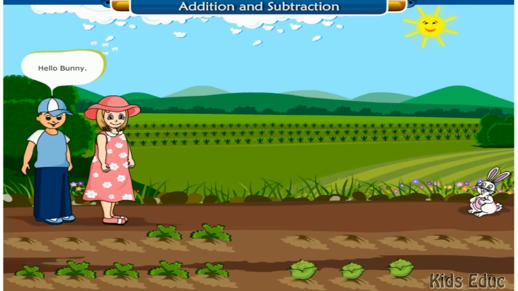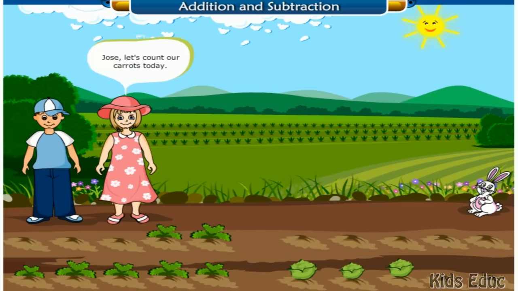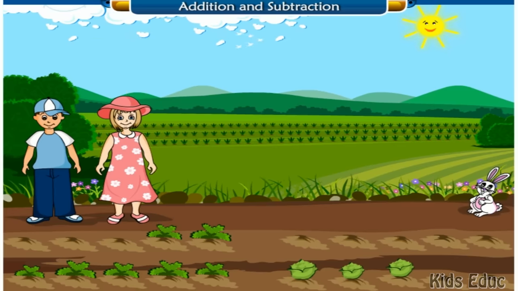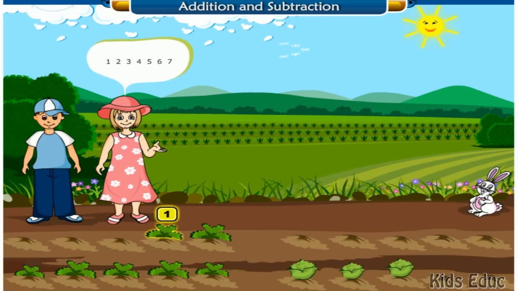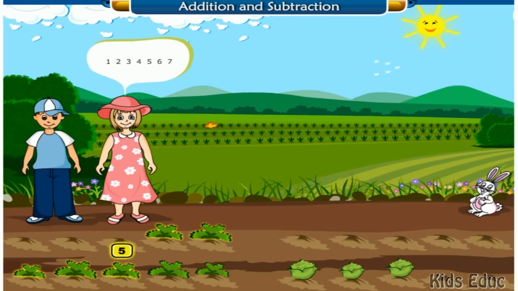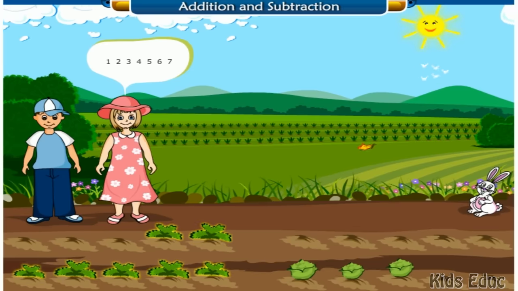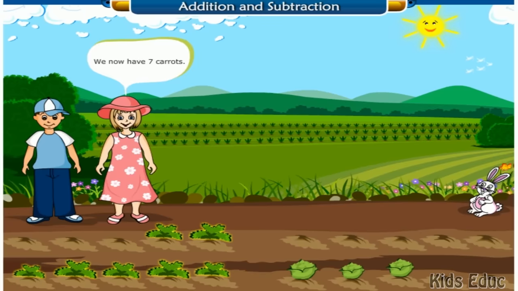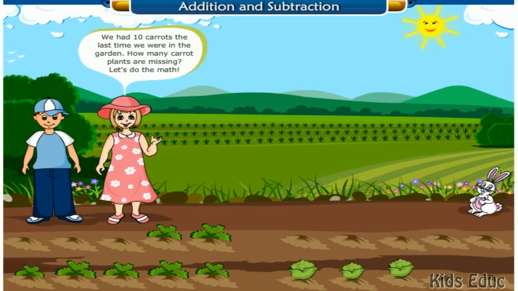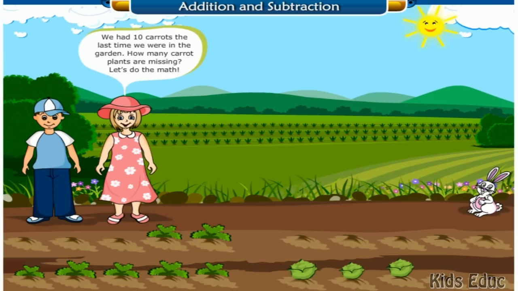Hello, Bunny. Jose, let's count our carrots today. 1, 2, 3, 4, 5, 6, 7. We now have 7 carrots. We had 10 carrots the last time we were in the garden. How many carrot plants are missing? Let's do the math.